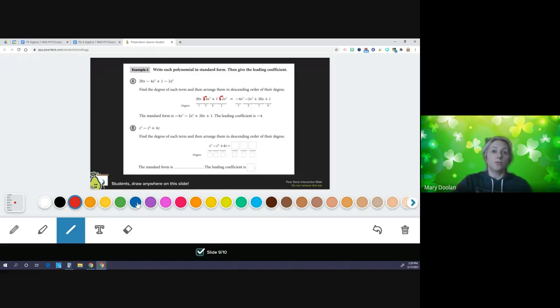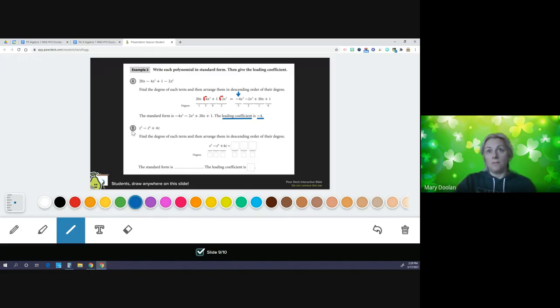If you look for the very first thing you see in your polynomial in standard form, it's the coefficient in front. It's leading it. It's leading the group. That's why it's a leading coefficient. It's leading the whole thing. And in this case, it's negative 4. It's the number part of the term that's first.